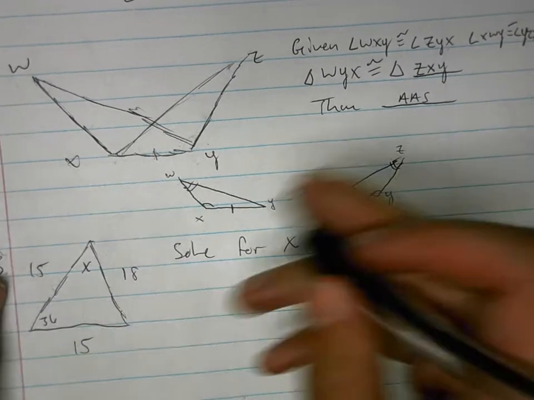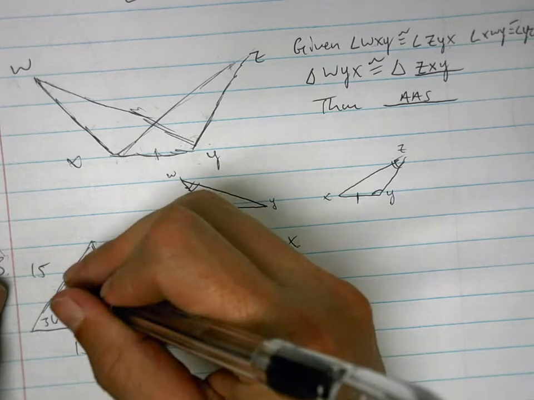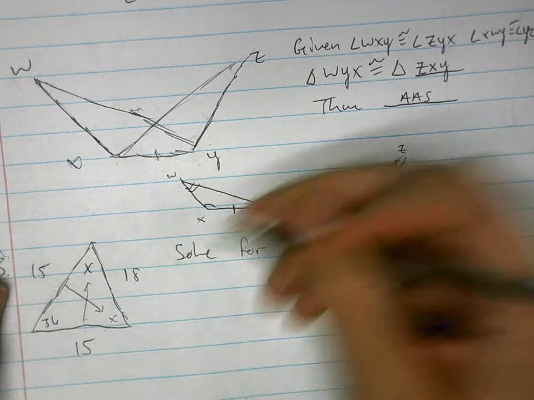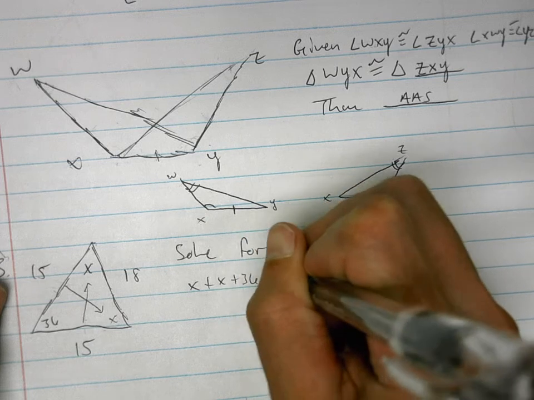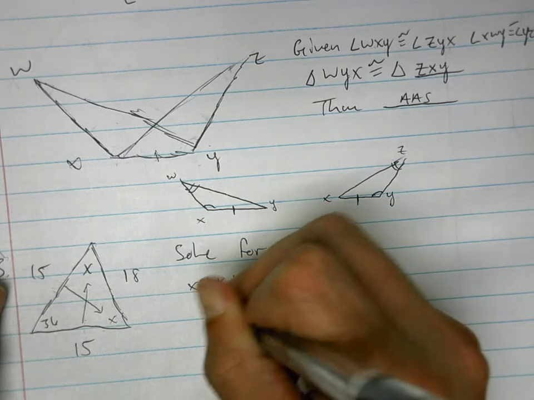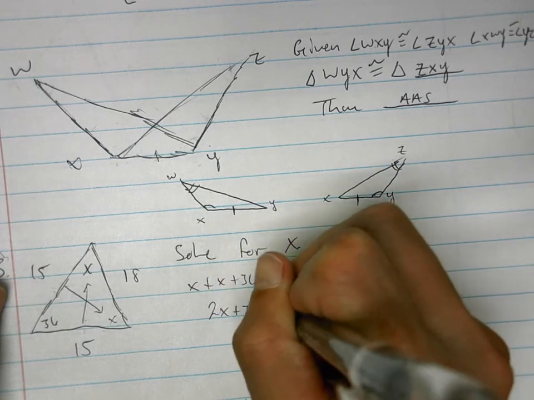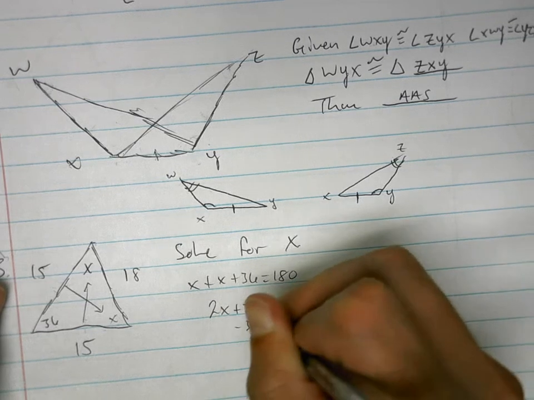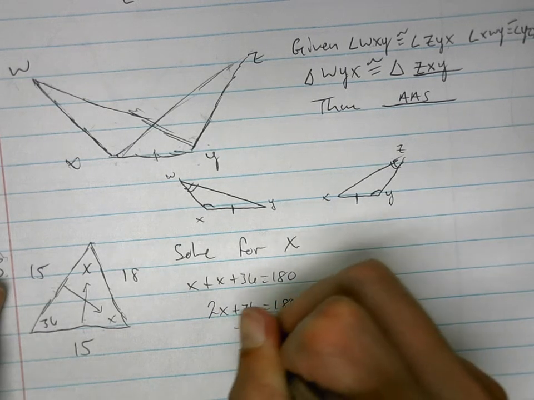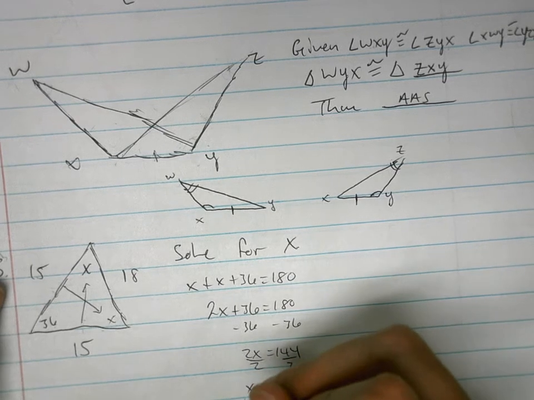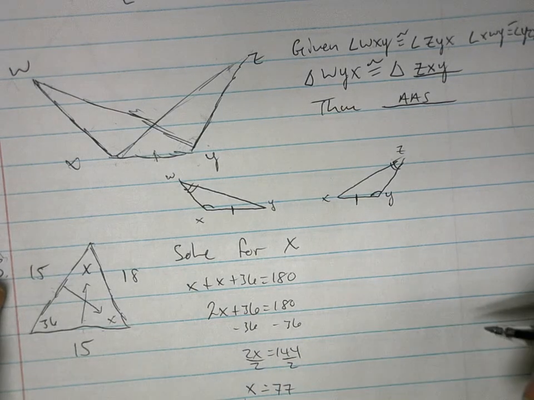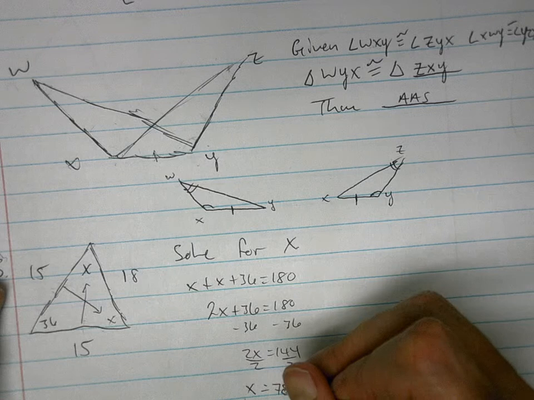For this one, 15 points to X, so 15 must also point to X. x plus x plus 36 equals 180, so 2x plus 36 equals 180. Subtract 36 on both sides to get 2x equals 144. And divide both sides by 2 to get x equals 72. Ooh, that was close.